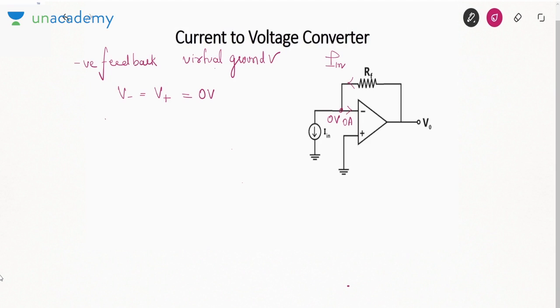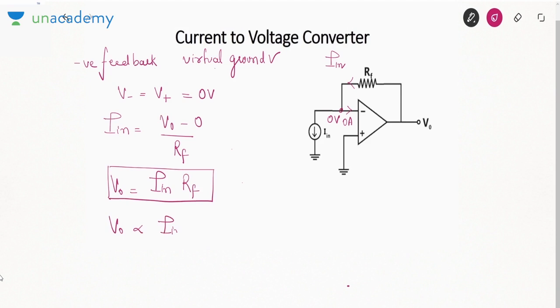So what you can say? I in is (V0 minus 0) by RF, or V0 is I in into RF. Again, you see that here the output voltage is proportional to the input current, that means we have converted current to voltage. But remember, the output is independent of the load. Here the load resistance will be here. So as you can see, V0 is not dependent on RL. So we have realized our objective, that V0 is proportional to the input current.